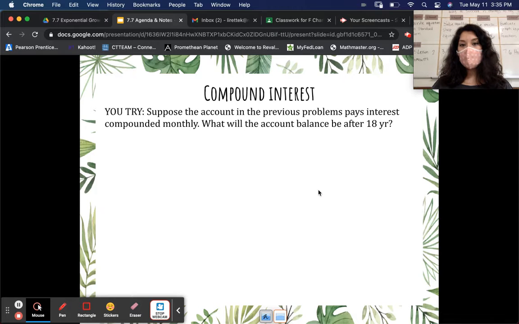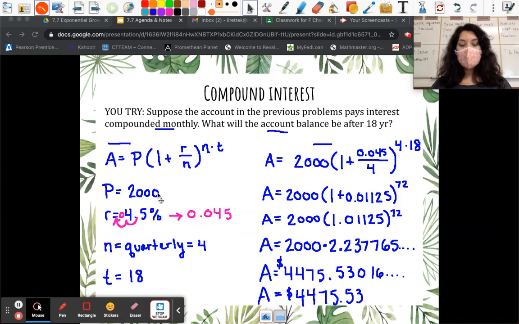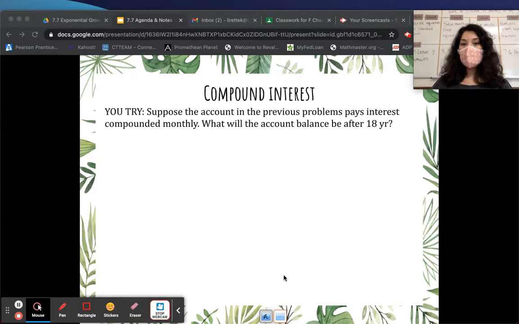Here's one for you to try. It's basically the same problem, but instead of compounded quarterly, it's compounded monthly. But it's still going to be the same starting principal, the same interest rate, the same number of years. The only thing that's changing is your end value. So go ahead and give this one a try. When you unpause, you'll see a solution.